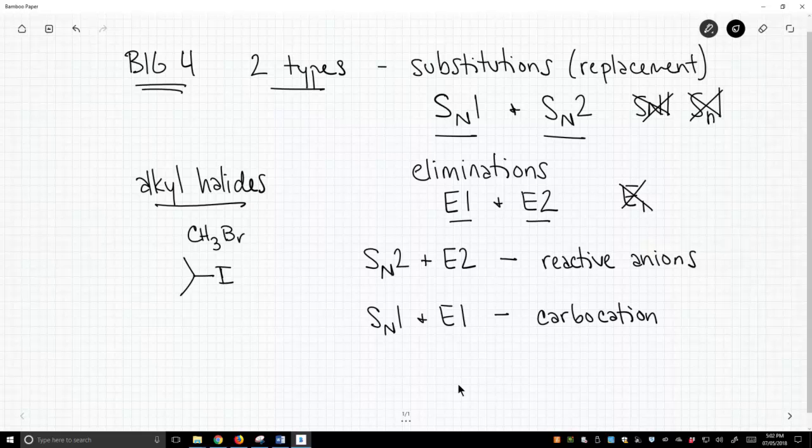intermediates. So that's how we're going to group these, and we'll now walk through these four different reactions, and we'll start with the SN2 because it is probably the most common of the Big Four.